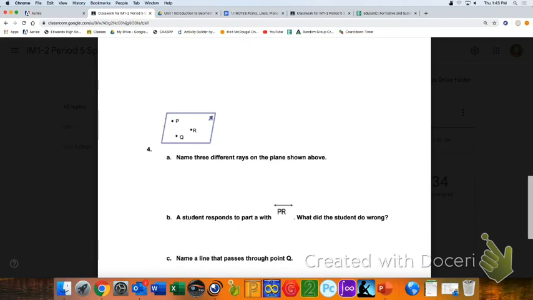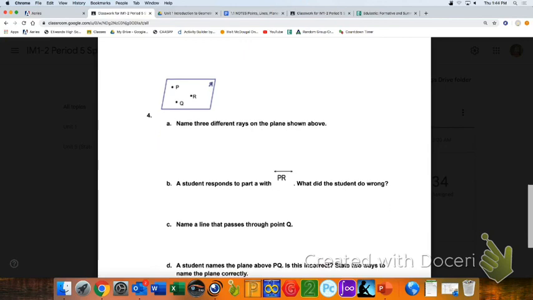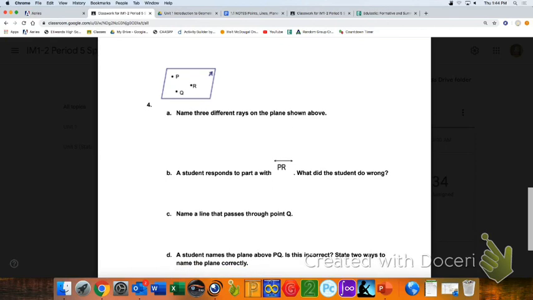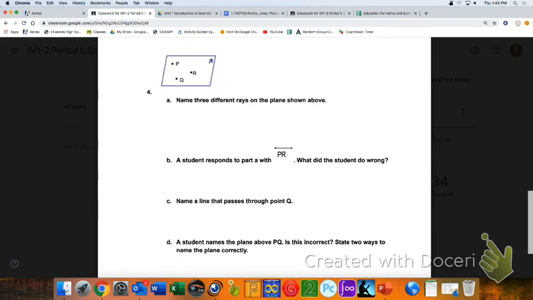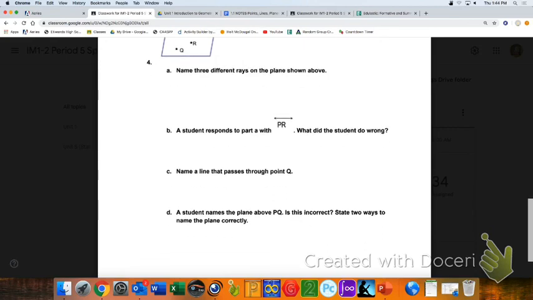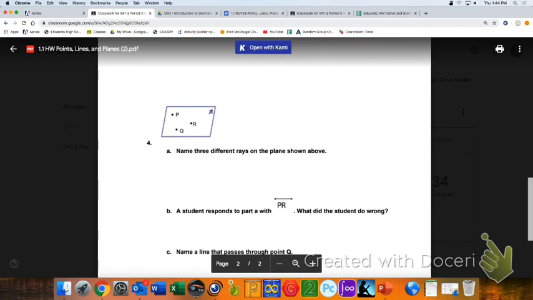A student responds with this as their answer. Explain what they did wrong. Name a line that passes through point Q. A student names the plane above PQ. Is this incorrect? State 2 ways to name the plane correctly.